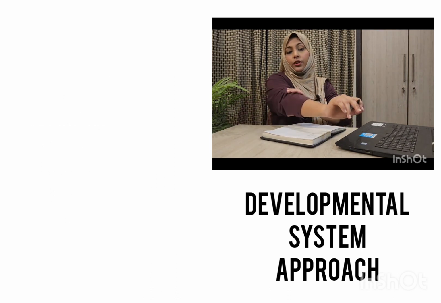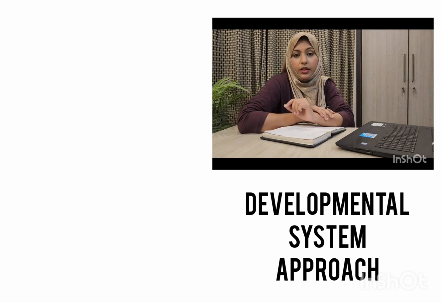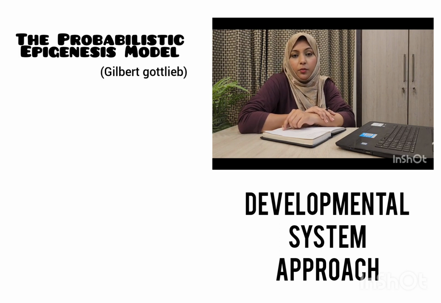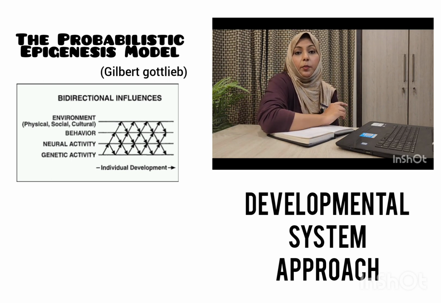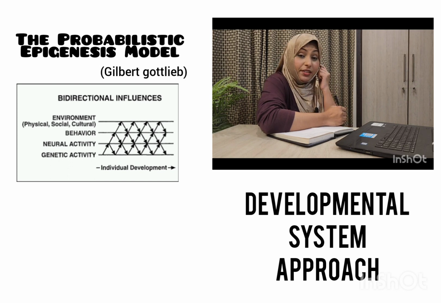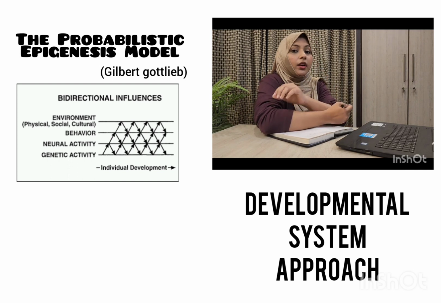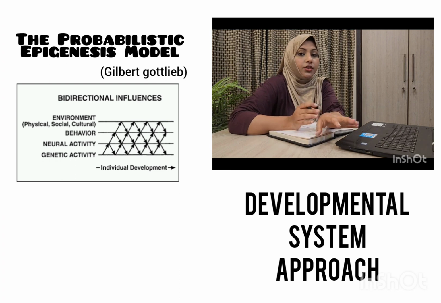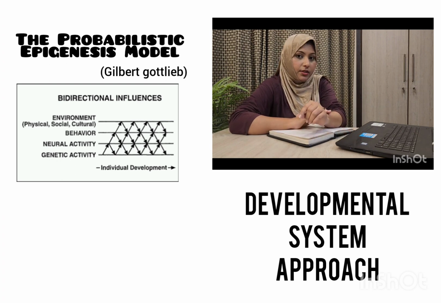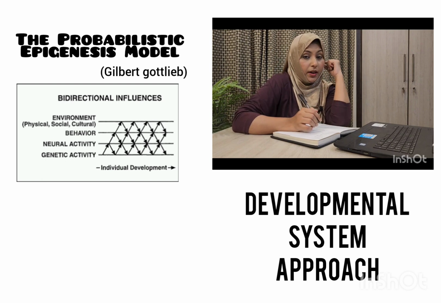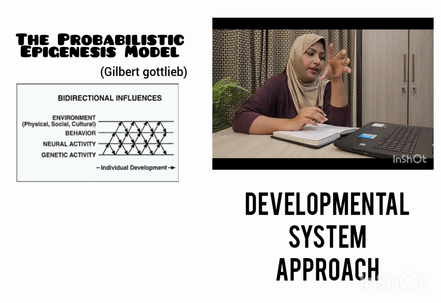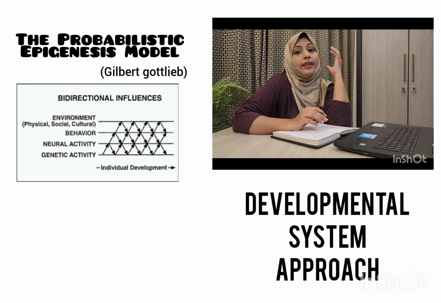The next theory that we are going to discuss here is the probabilistic epigenesis model proposed by Gilbert Gottlieb. It works by recognizing that human development is a complex and dynamic process that is influenced by a number of factors. So let's see how it operates. First, genetic and environmental interactions. This model acknowledges that both a person's genetic makeup and their environment play a role in shaping development. Genes provide a kind of blueprint, but they don't determine everything.